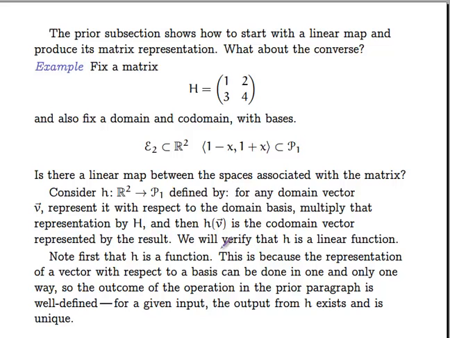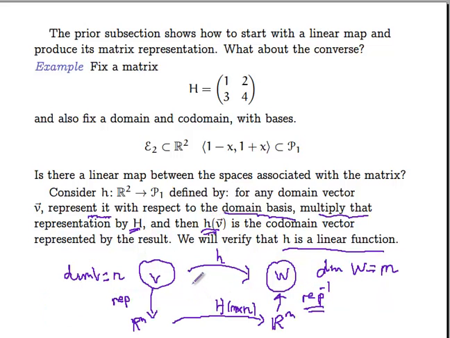Okay, all right, now let's go back to the task at hand, to verify that this function H, defined by this process, is a linear function. First of all, we need to verify that it is a function. In other words, every unique vector V has a unique output H of V. So given the V, we need to show there's a unique output H of V. This uniqueness happens because the representation of a vector with respect to a basis can be done in one and only one way, as in this picture.